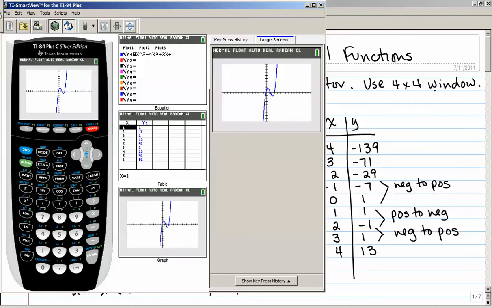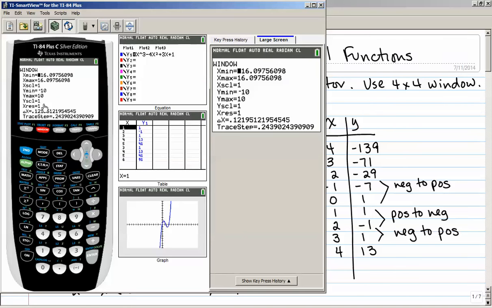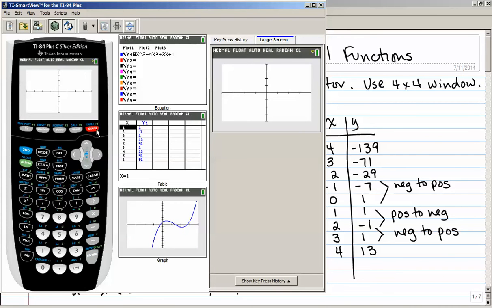Notice in the notes I say use a 4x4 window. So we're going to hit the window button here at the top, and mine right now is defaulting to a minimum x value of just past -16, and up to 16 in the x. I'm going to change this to a -4 and my x maximum to a 4. I'm going to leave my x scale as 1, and I want my y minimum and y max to also be 4. And so what this is going to do is allow me to kind of zoom in on the graph a little bit.